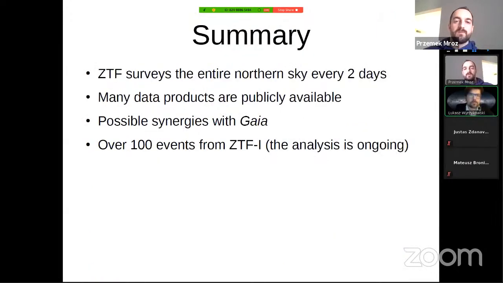So to sum up, I wanted to remember that ZTF is currently one of the largest sky surveys. We are observing the entire northern sky every 2 days. I encourage you to use our data products, most of which are public. This includes alerts, our light curves, images, and photometric surveys. There are many possible synergies with Gaia and other teams.